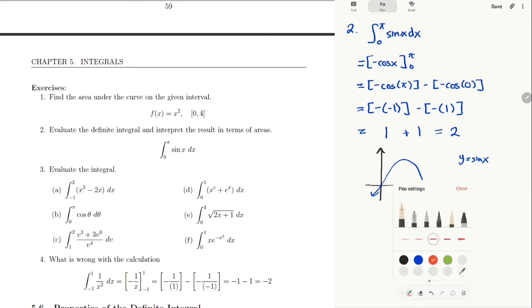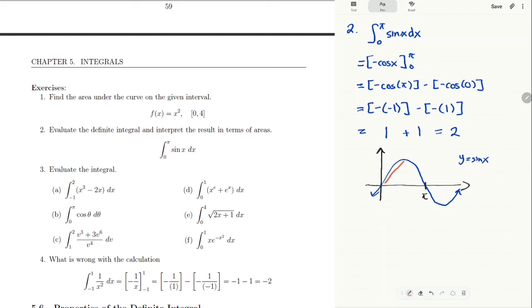And so the shaded region here is 2 squared units.